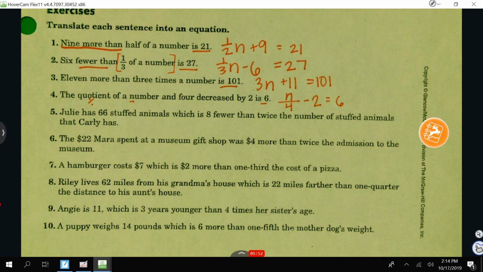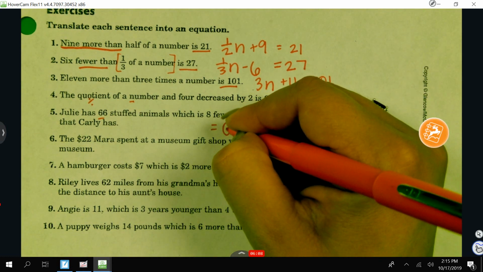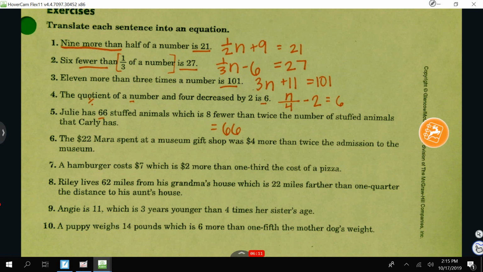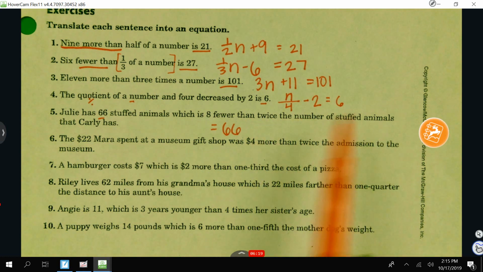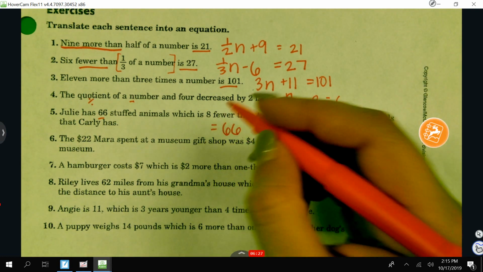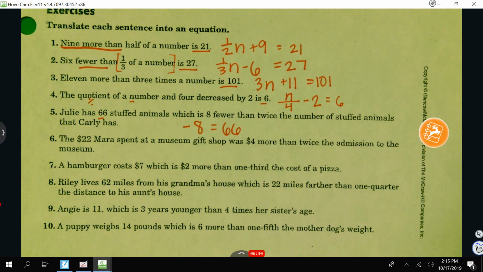We good? Okay. Julie has 66 stuffed animals, which is 8 fewer than twice the number of stuffed animals that Carly has. So what is my total? 66, so something equals 66. It says this is 8 fewer than twice the number of stuffed animals Carly has. So times 2. Minus 8, because it's fewer than, so it's going to be something minus 8. So I know that minus 8 has to come last.